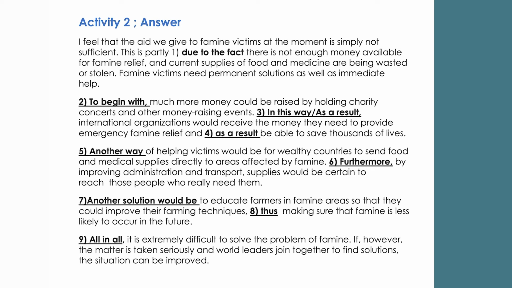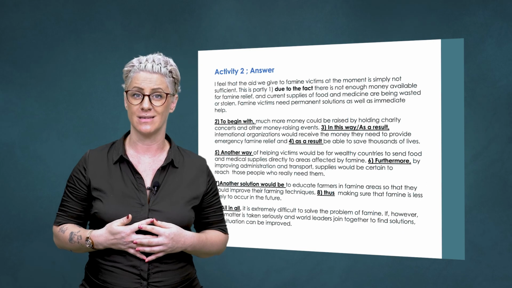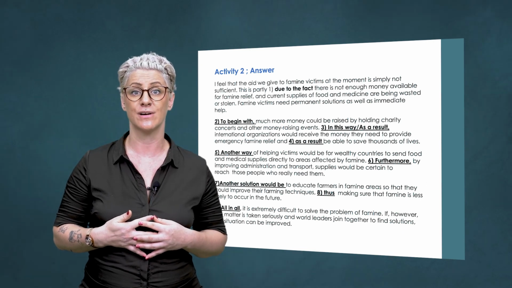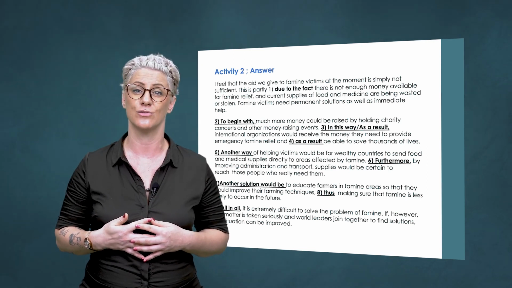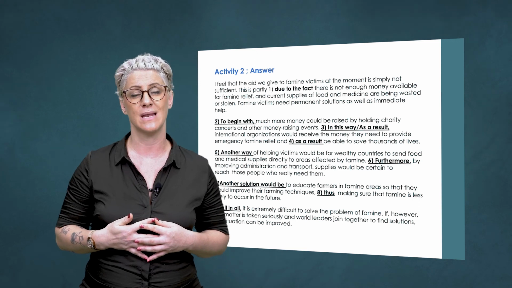Another solution would be to educate farmers in famine areas so that they could improve their farming techniques, thus making sure that famine is less likely to occur in the future. All in all, it is extremely difficult to solve the problem of famine. If, however, the matter is taken seriously and world leaders join together to find solutions, the situation can be improved.